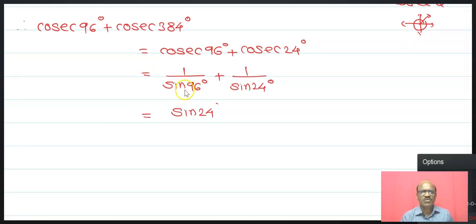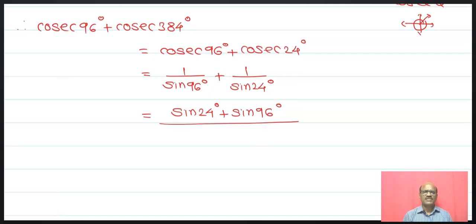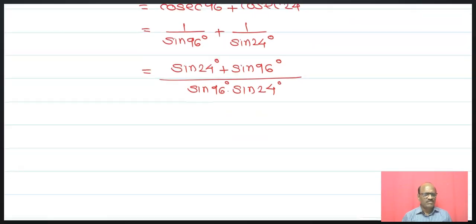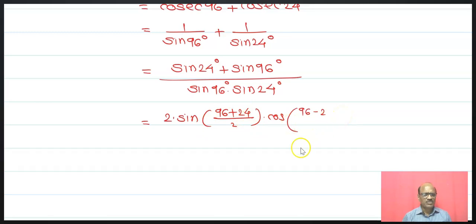Now see this here, 1 upon sine of 96 plus 1 upon sine of 24. Now here we will have the cross multiplication. Now see this here, sine of 24 plus sine of 96 upon sine of 96 into sine of 24. Now here we will apply the formula for sine C plus sine D. Now what is sine C plus sine D? That is 2 times sine of C plus D upon 2 into cos of C minus D upon 2.